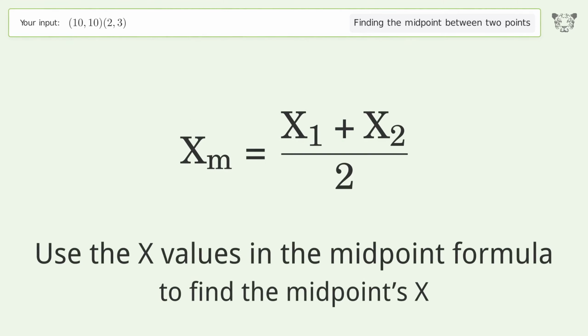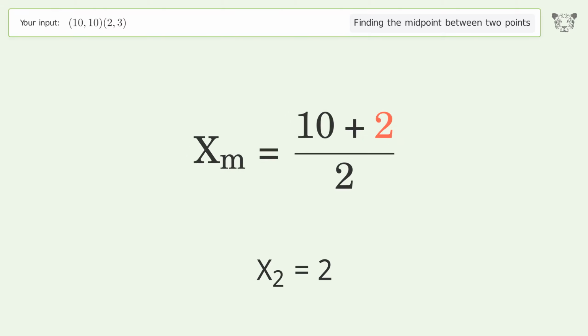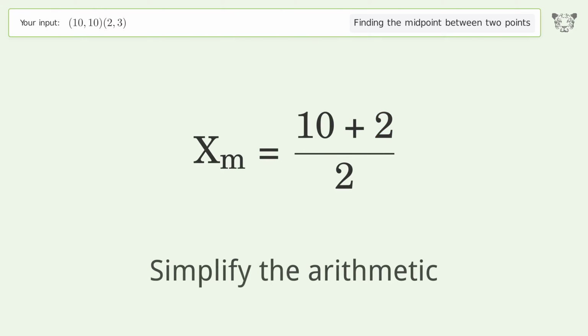Use the x values in the midpoint formula to find the midpoints x. x1 equals 10. x2 equals 2. Simplify the arithmetic.